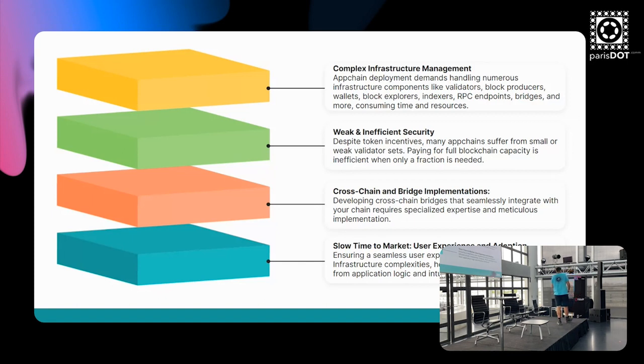And then this all adds up to the last point, which is a slow time to market, user experience, and adoption, right? If you need to build an app chain yourself and you need to deal with everything that I've just mentioned, you'll have a really slow time to market. It's going to be really resource intensive, and it's just going to create a lot of problems, right? These are the main components that drive away developers that are trying to build app chains.